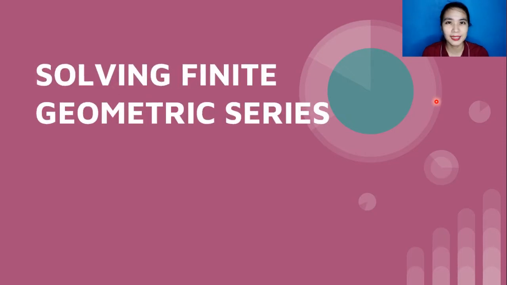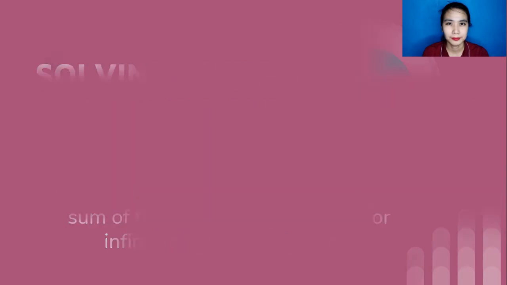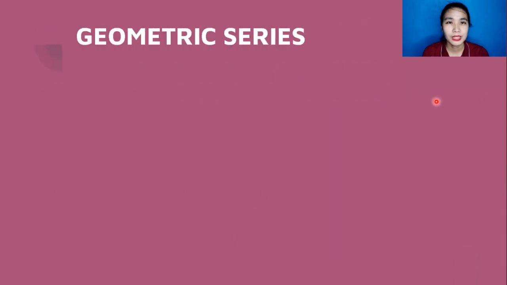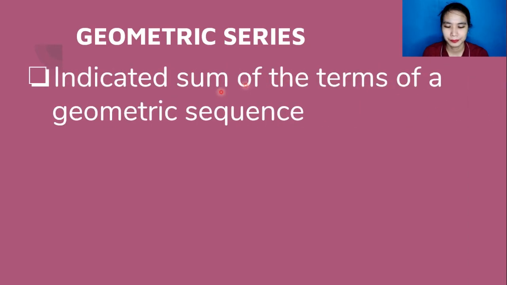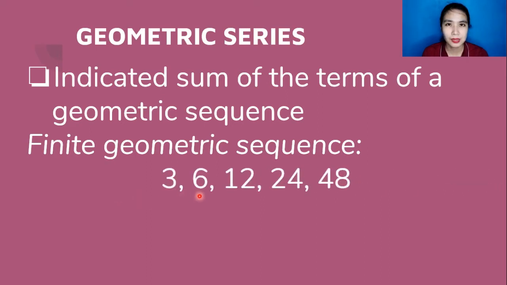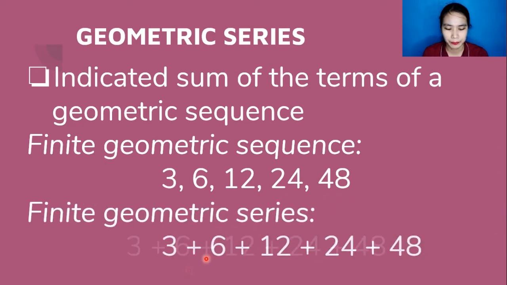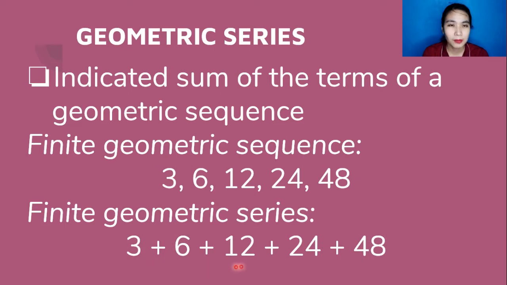Solving finite geometric series. Geometric series. This is the indicated sum of the terms of a given geometric sequence. For a finite geometric sequence, like 3, 6, 12, 24, 48, its finite geometric series will be 3 plus 6 plus 12 plus 24 plus 48.